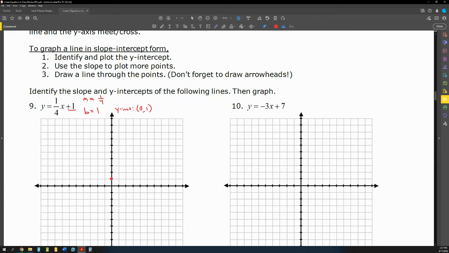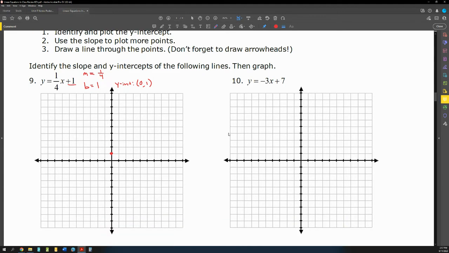So step 1 is to identify and plot the y-intercept. So we'll go ahead and plot the point (0, 1). Step 2 is to use the slope to plot more points. So the slope, remember, is change in y over change in x. We're going to go up 1 and to the right 4, giving us our second point right here. We're going to keep doing that until we get as far as we can on the grid. I like to fill the grid as much as I can. And so we have these 3 points right here.